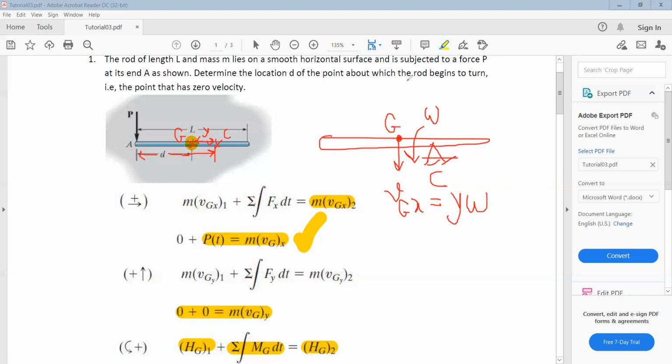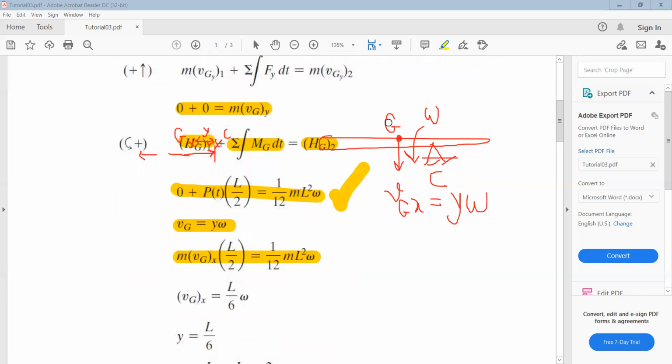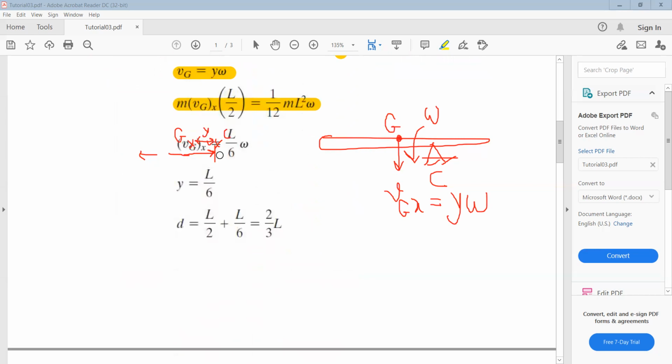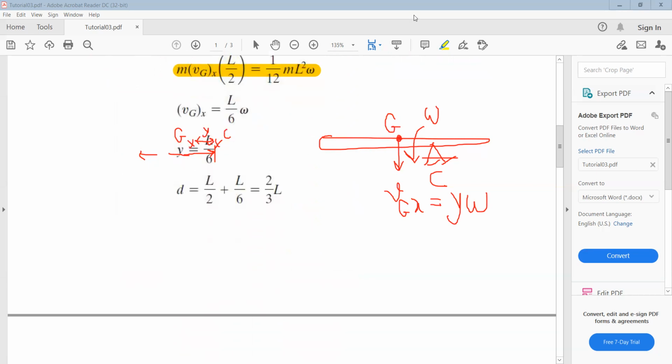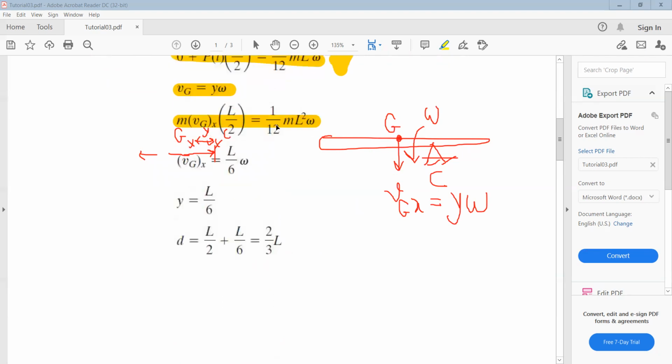Okay, so here in this equation, I substitute Vgx as y times omega. So when you substitute Vgx equal to y omega in this equation, we have one equation with one unknown y.